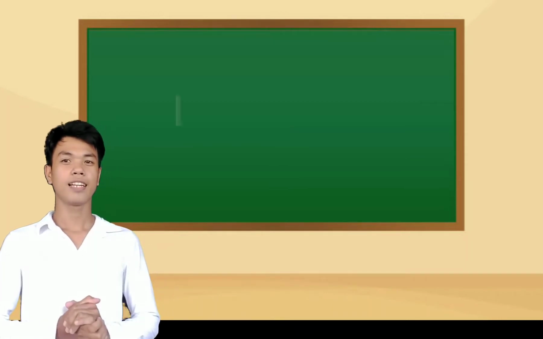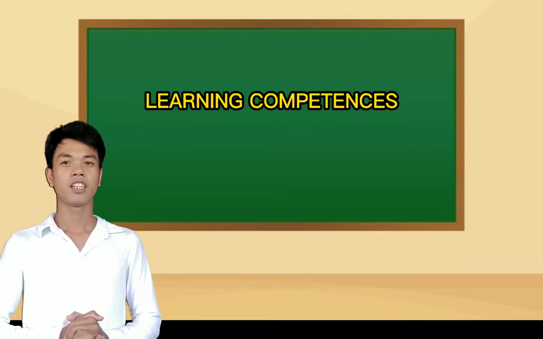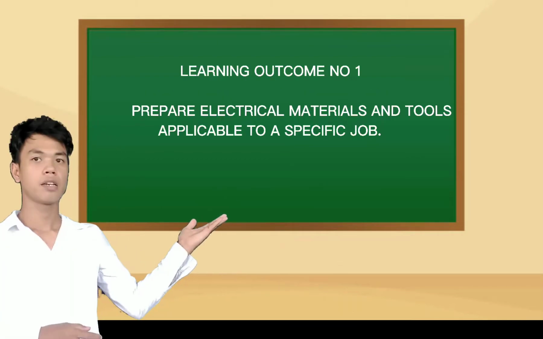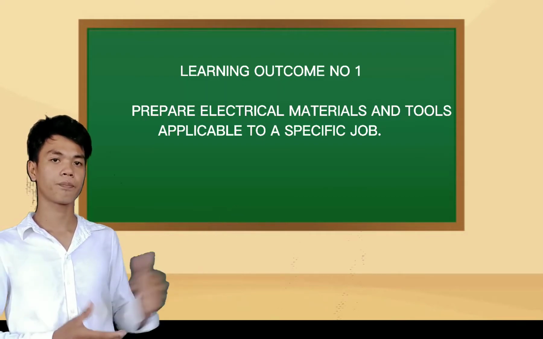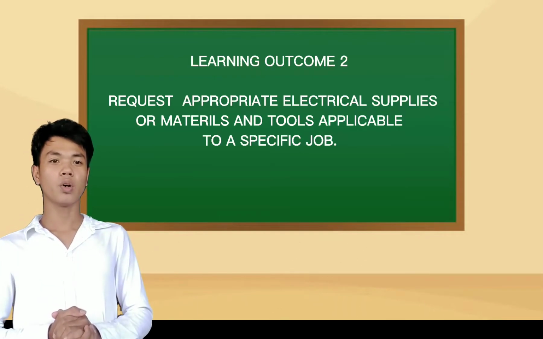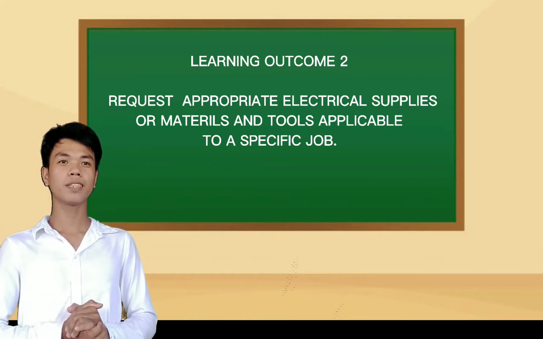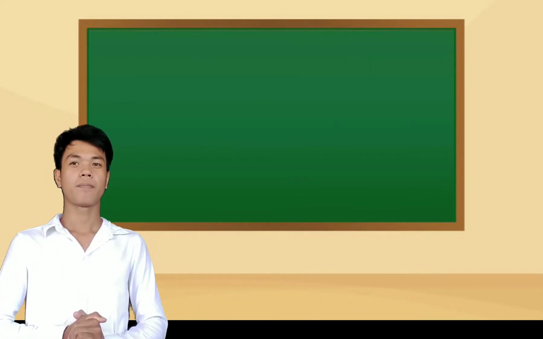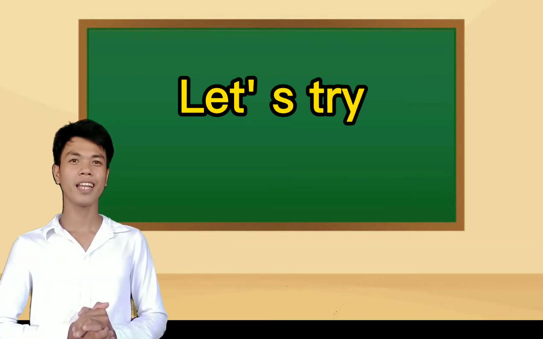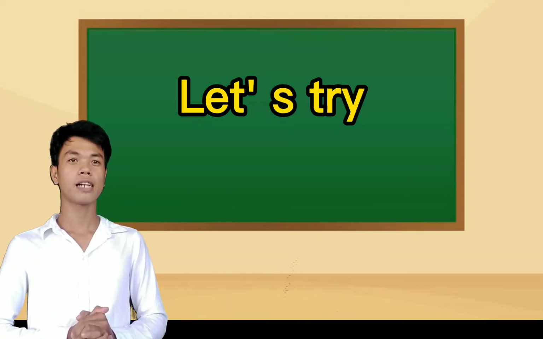Okay, class, let's start. Here are the following learning competencies. Learning outcomes number 1. Prepare electrical materials and tools applicable to a specific job. Learning outcomes number 2. Request appropriate electrical supplies or materials and tools applicable to a specific job. But class, before we proceed to our main lesson, let us see if you are familiar in the different tools that I am going to discuss or show you.